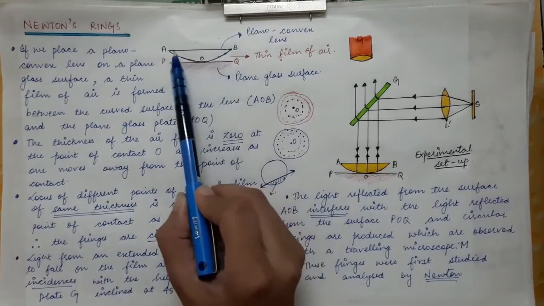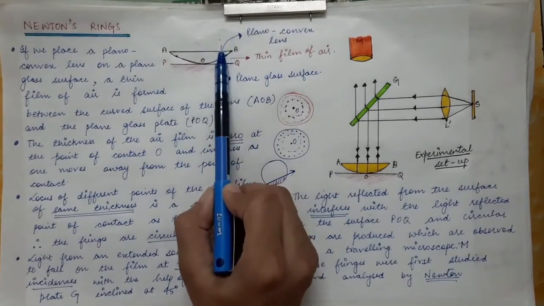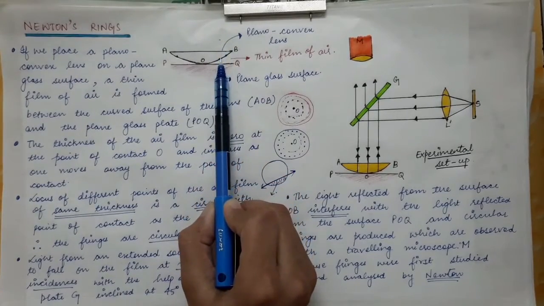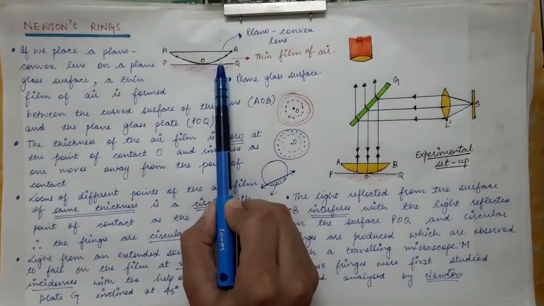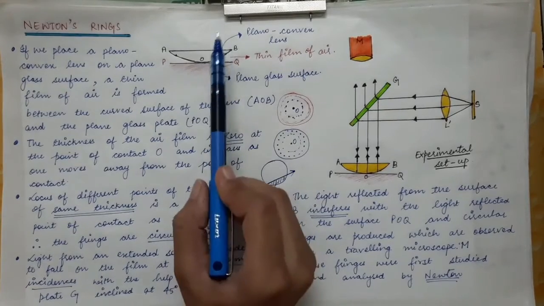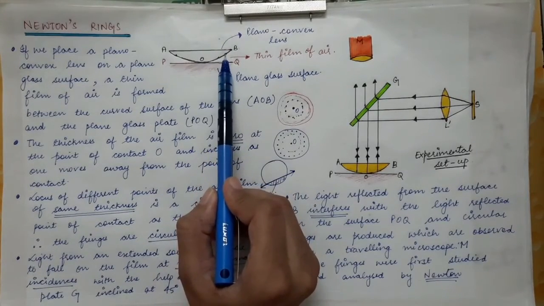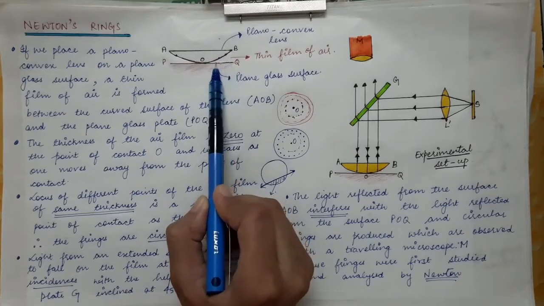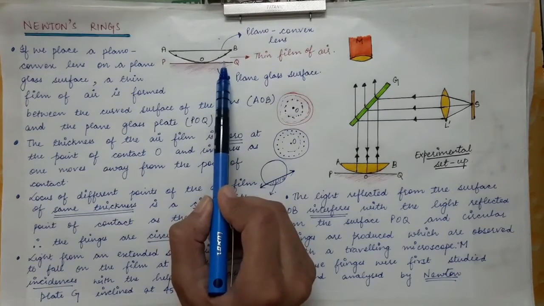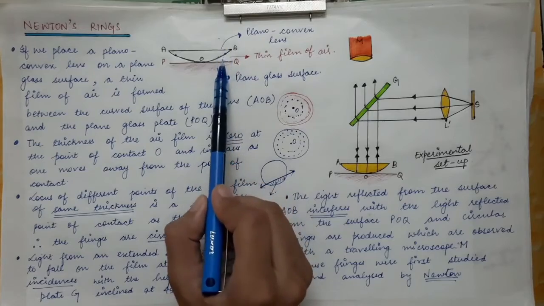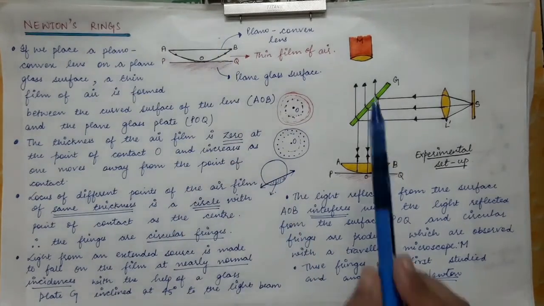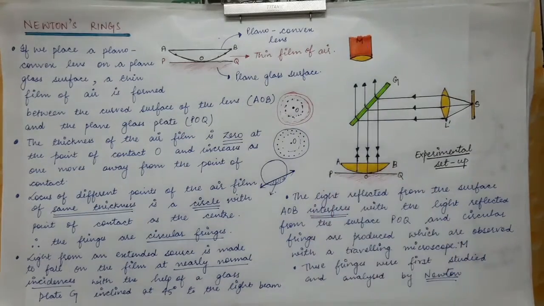So at the upper surface of the lens, there will be no reflection. The refracted ray will pass as it is, and the light will get reflected from the upper surface of the thin film, as well as the light ray will get reflected from the lower surface of the thin film. So there will be two reflected rays, and those reflected rays will interfere with each other, and the interference pattern will be observed using a traveling microscope.